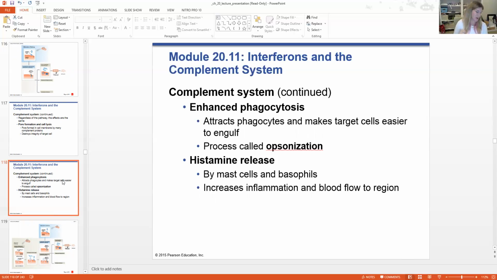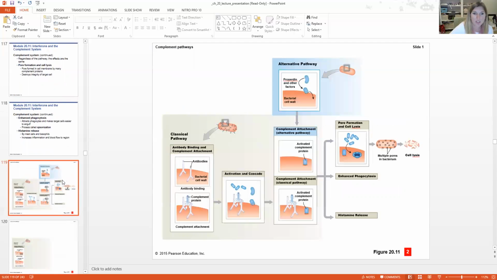Histamine is released by mast cells and basophils to increase the inflammation, increase the blood flow to the area, sweep out the old and bring in the new type of a thing. So here you see this whole system, the alternative pathway or the classical pathway, either way, leading to an activated complement protein on the surface of our invader, and that's going to lead to pore formation and cell lysis or phagocytosis or histamine release.